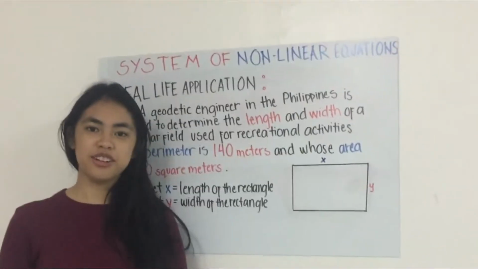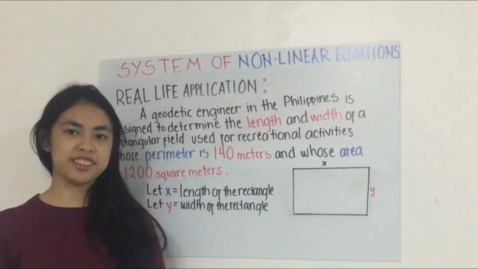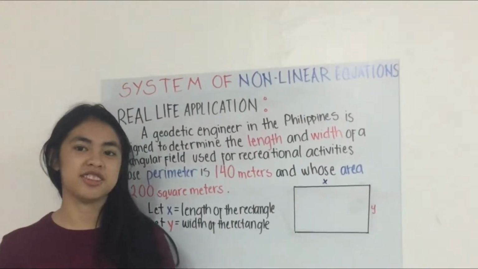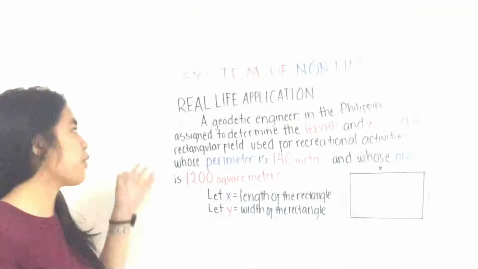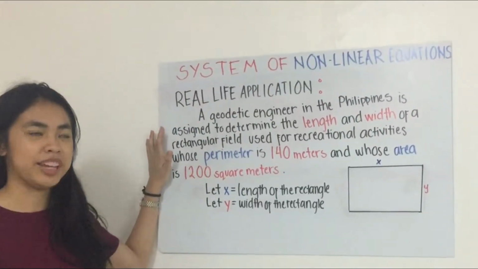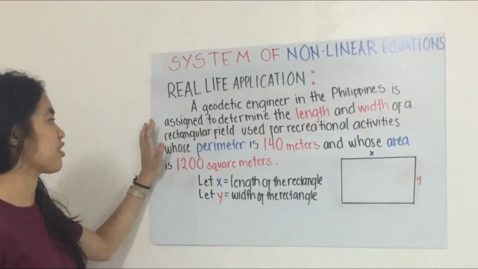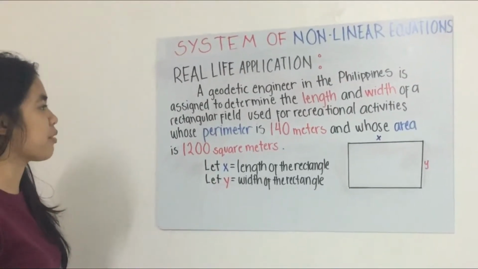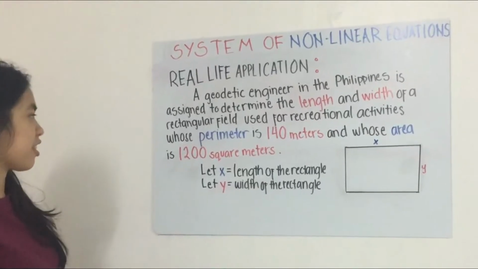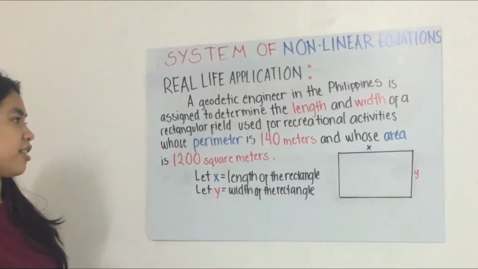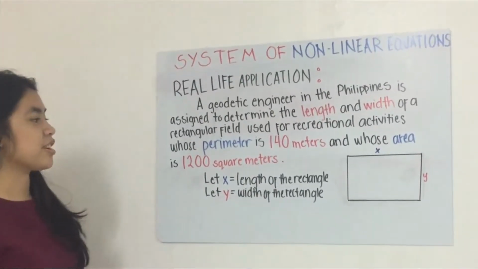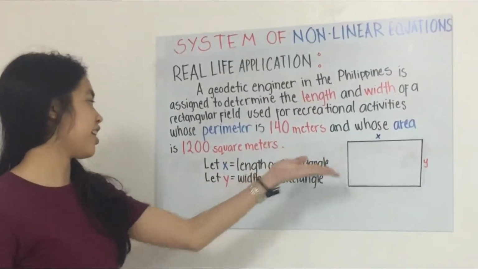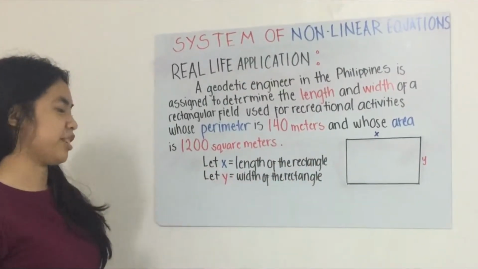So systems of nonlinear equations are often represented in mathematical models used in engineering design. Here is one example of a real-life application of system of nonlinear equations. A geodetic engineer in the Philippines is assigned to determine the length and width of a rectangular field used for recreational activities, whose perimeter is 140 meters and whose area is 1,200 square meters.